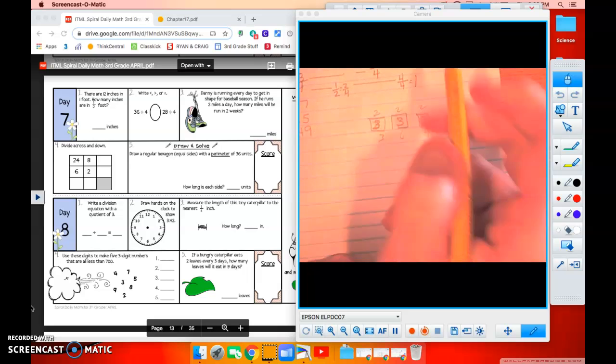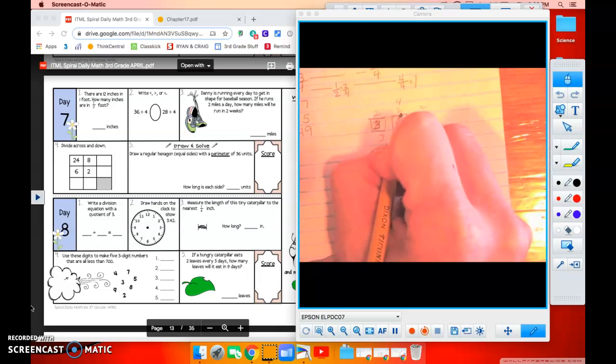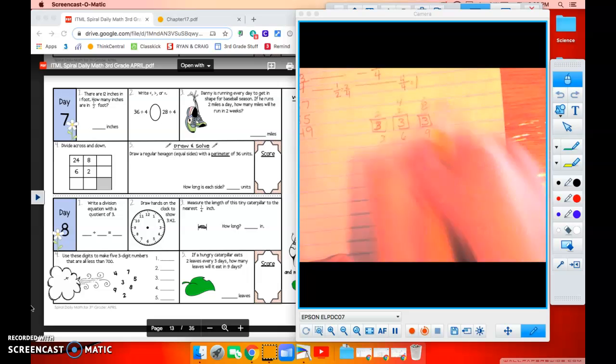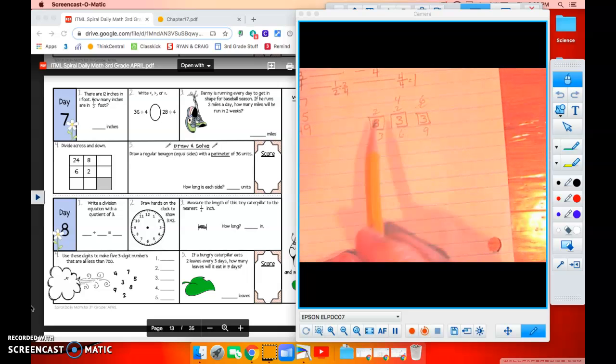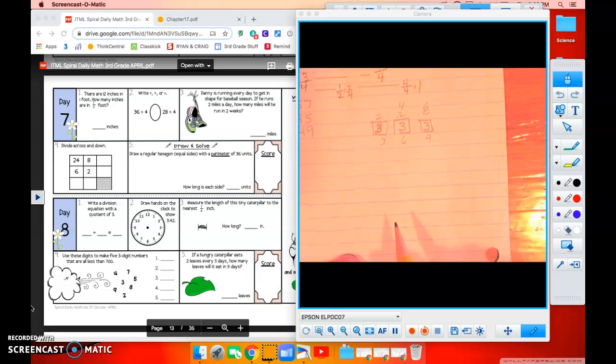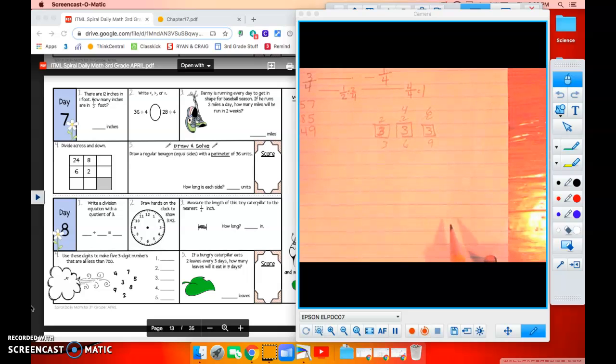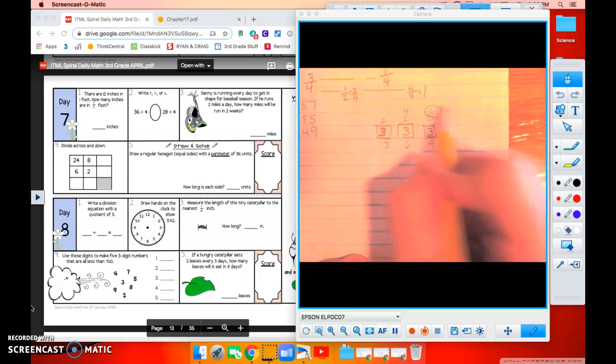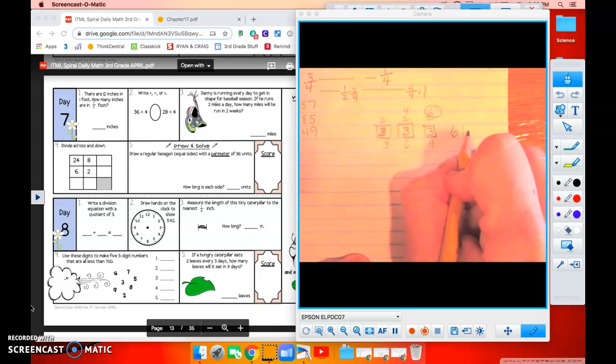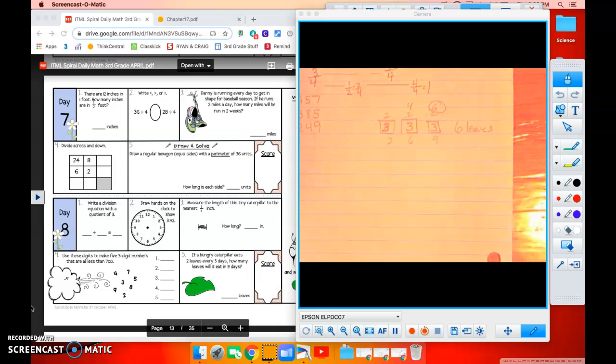So we have 2, and then we have 2 more is 4, and we have 2 more is 6. So, how many leaves will this very hungry caterpillar eat in 9 days? 6 leaves. And it's already labeled there for you.